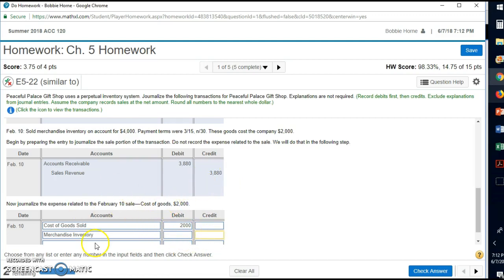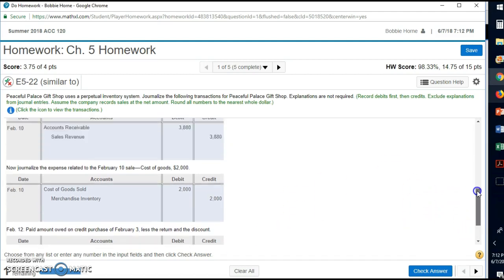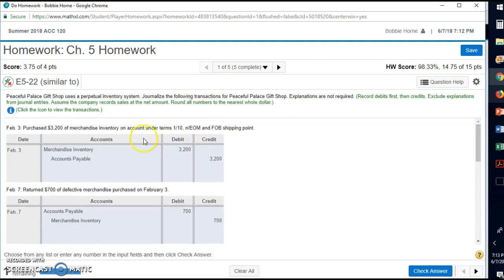And then we have to record accounts receivable because they're going to pay us later. You also have to reduce inventory for $2,000 because it's being sold. So you have two entries when you're the seller. And then we have to pay the amount owed on February the 12th that we purchased on February the 3rd. Remember, we purchased $3,200, but we returned $700. So the accounts payable is $2,500.